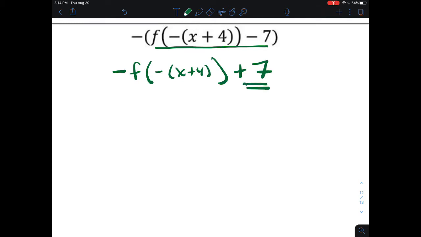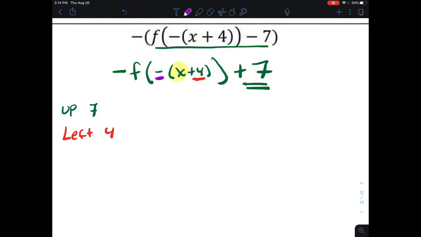Well, we'll start with the easy part. I have plus 7 on the end, so I move my graph of f of x up 7 units. Change colors, look for something else. We have a positive 1x here, and I am adding 4 to it, which means that I am moving to the left 4 units.